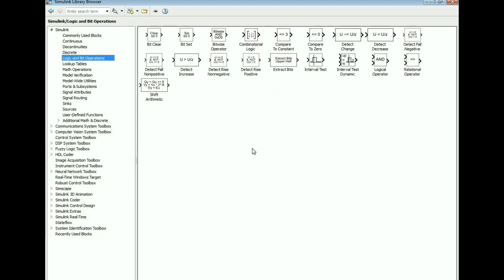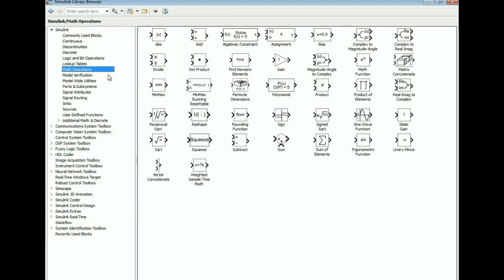Under Logic and Bit Operations, there are many types of logical operations which we can do with this toolbox, like AND operation, relational operation, interval test, comparison test, etc.